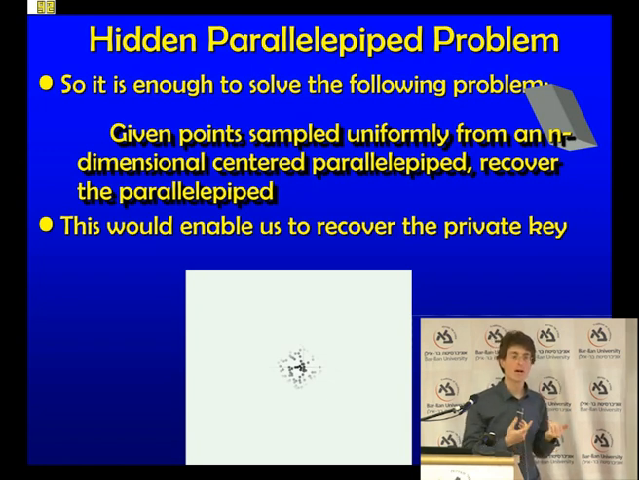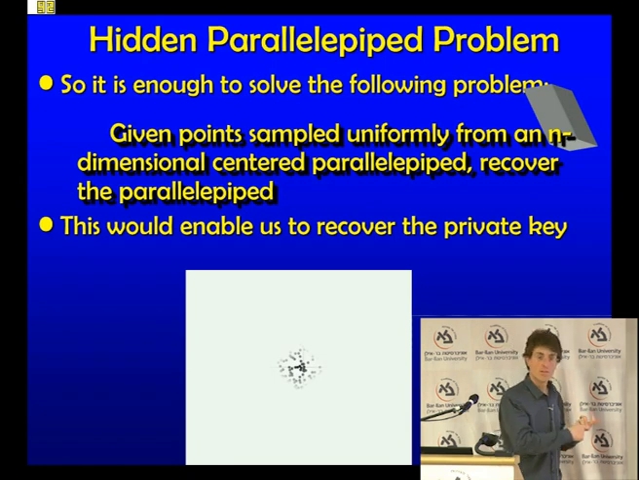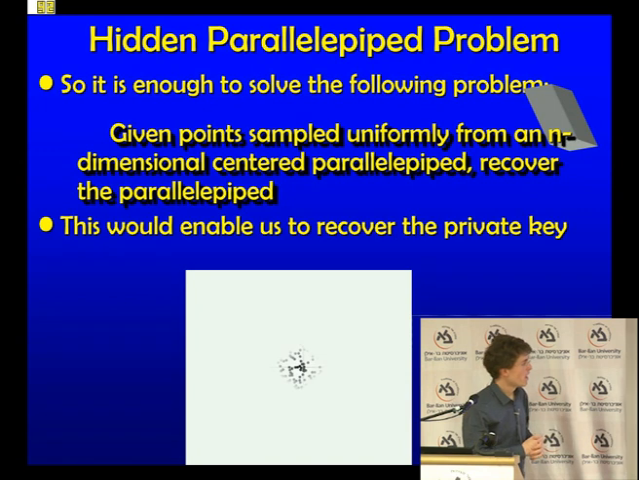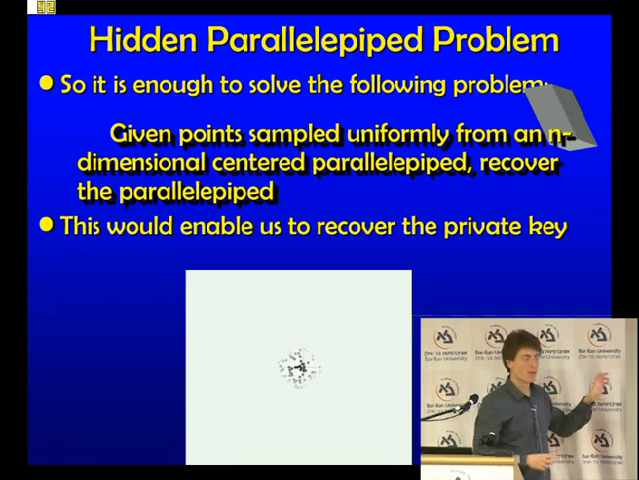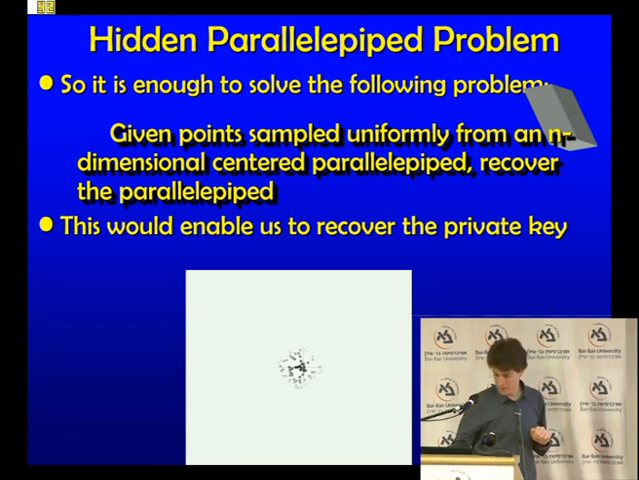I mean, if you know anything about high dimensions, usually things are difficult in high dimensions, right? You have exponentially many directions. Lattice problems are difficult. Things become difficult in high dimensions. But as you see, actually, this is something you can solve. And once we solve this, we can break the signature schemes. Okay? And let's see how we solve that.